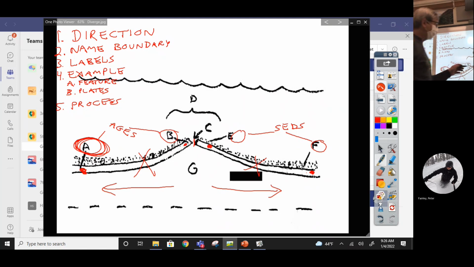E and F, what do we notice about the thickness of the sediments there? They're different. So how would you describe letter E when I asked you to describe those sediments? Thin sediments, and F would be? Why? Because it's older. Sediments build up over time, don't they?